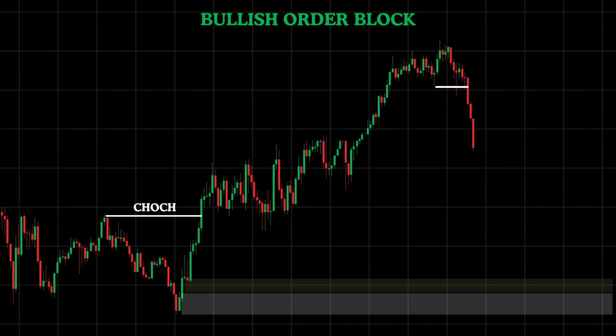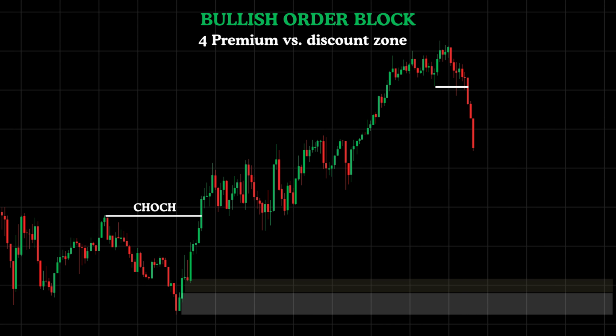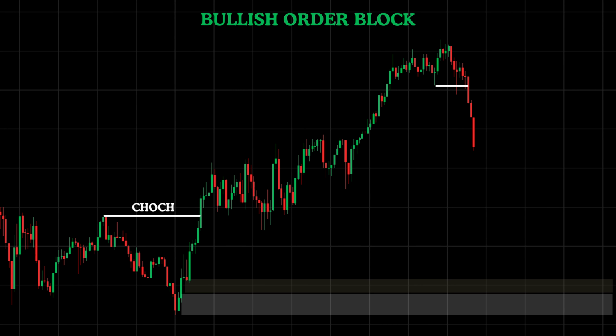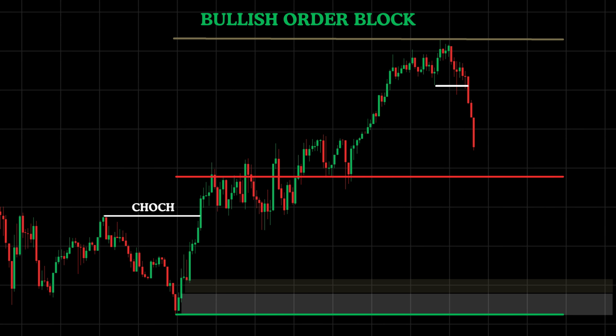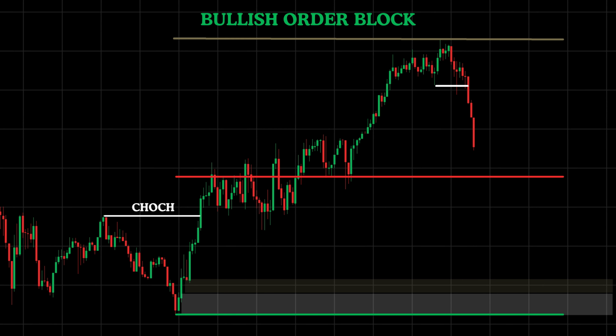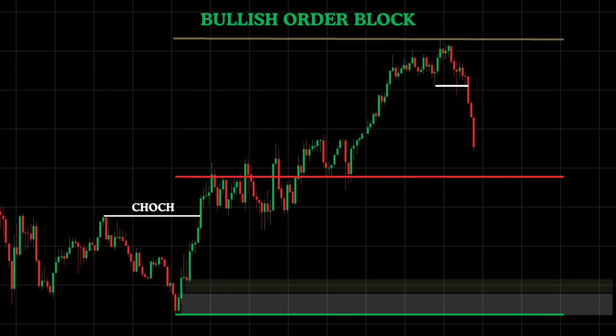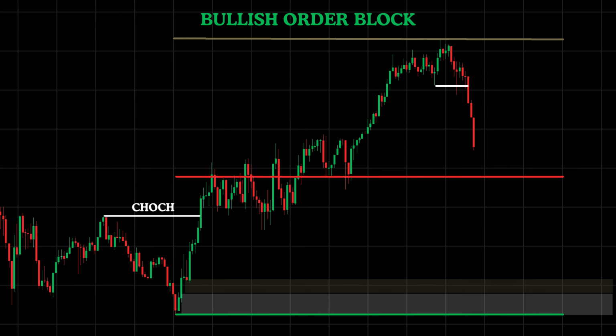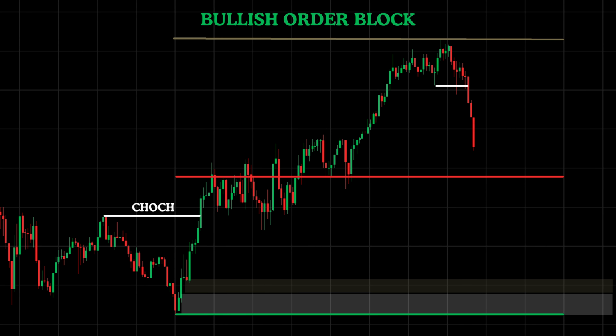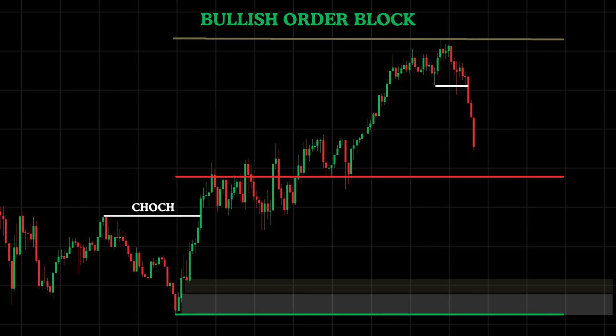Next, let's go over the rule involving premium and discount levels. Draw the tool from the recent swing low to the swing high. Once it's drawn, check where the order block lies within that range. If the tool shows our order block is within the discount zone, then it signals a buy trade opportunity. These are the rules we follow to identify high quality order blocks.